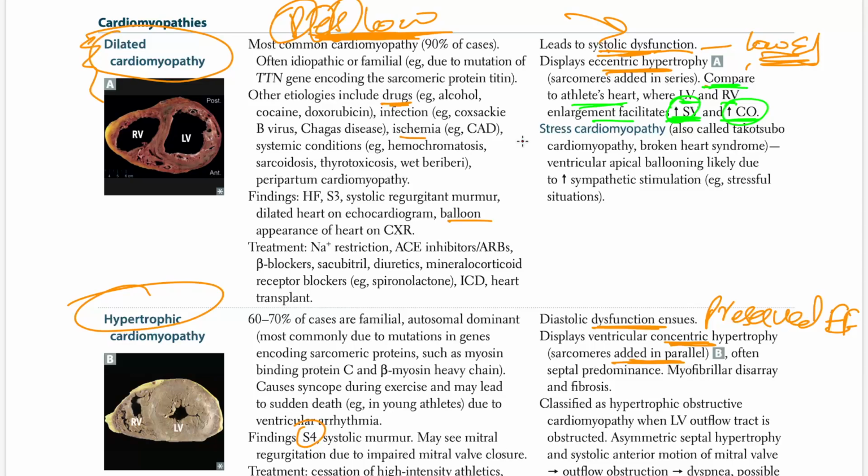So stress cardiomyopathy is also called Takotsubo cardiomyopathy, which is also known as broken heart syndrome. All we have here is ventricular apical ballooning due to increase in sympathetic stimulation. So what do we mean by ventricular apical ballooning?